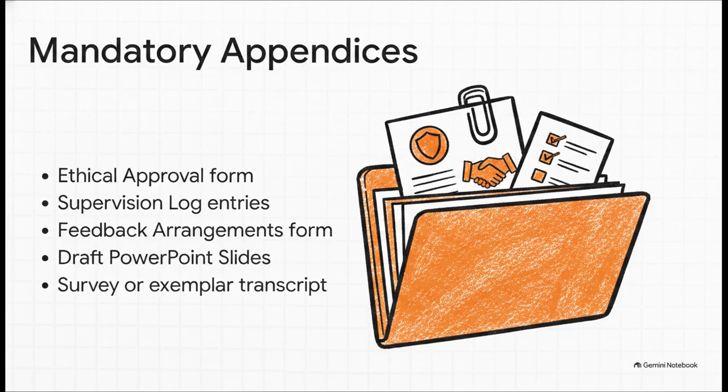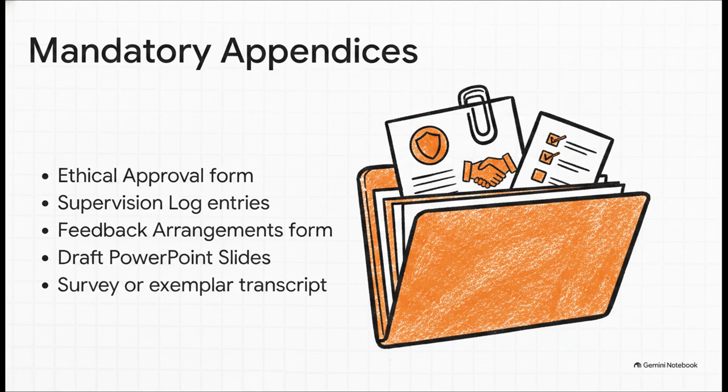Section 5, Essential Appendices and Data. Okay, we've made it to the final phase. These are the crucial, yet so often overlooked hidden requirements. I'm going to fire through these mandatory appendices quickly, but pay attention, because these are the foundational proof of your transparent research. You need your authorized ethical approval form. You need complete and authorized supervision log entries, an organizational feedback arrangements form, if that's relevant to you, a draft of feedback PowerPoint slides if you promise them, and a copy of your survey or an exemplar transcript.